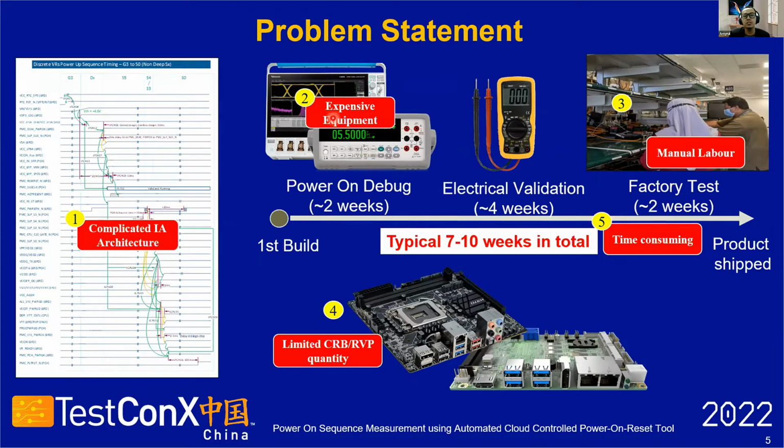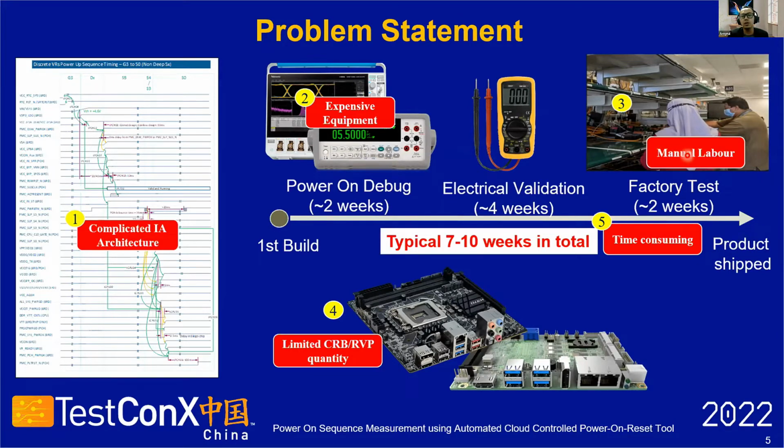The second thing is the expensive equipment. Traditionally, we use the oscilloscope and signal analyzer to debug our product. In order to validate our product, we normally use the typical oscilloscope. We normally have 4 to 8 channels for each scope, but we have hundreds of signals and power rails that need to be debugged. So it takes quite a lot of time to debug each and every signal and power rail.